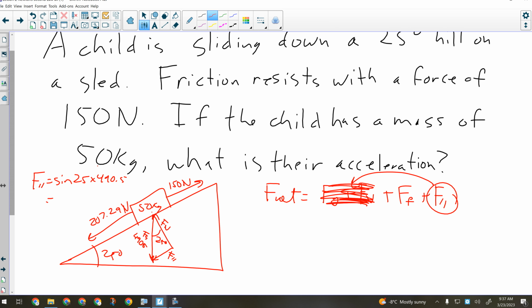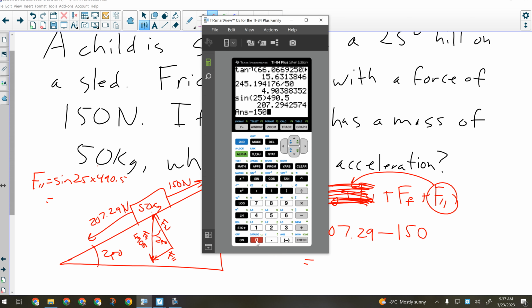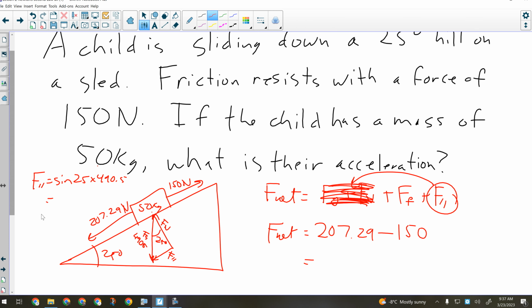Can I find F net? I can. F parallel plus the force of friction gives me F net. All right, so I will have F net being 207.29, and I'm just going to subtract the force of friction. I'm going to make down the ramp positive in this case. So we'll take that and we'll subtract our force of friction. All right, so there's our net force, 57.29. I can't believe how much there is. 57.29 newtons down the ramp.